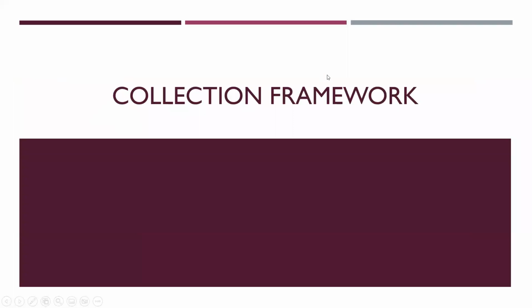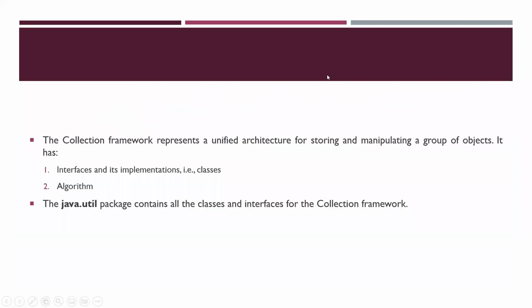So today we're going to discuss the Java collection framework. The collection framework represents a unified architecture for storing and manipulating a group of objects. It has interfaces, implementations and algorithms, and the complete collection framework comes from the java.util package, which has all the classes and interfaces.